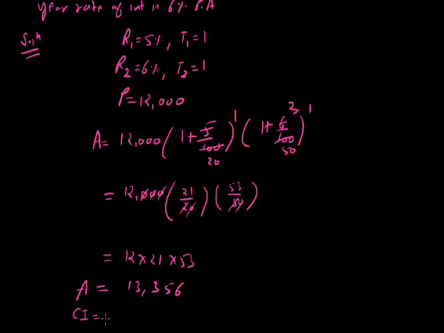So the compound interest is equal to amount minus principal, that is 13,356 minus 12,000, that is 1,356. So the compound interest is 1,356.